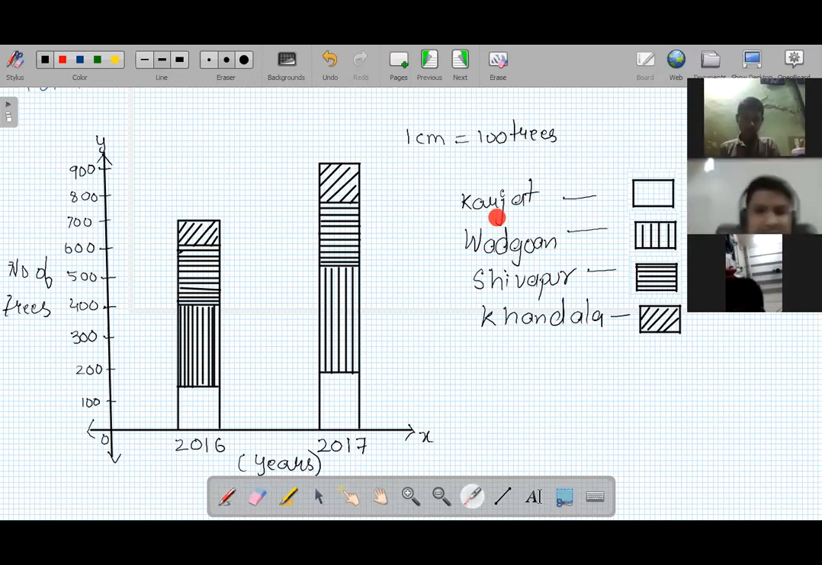Scale is written. Each city is given some pattern. Bar is completed, 2 bars. X-axis is also labeled, number of trees. Y-axis is also labeled, that is years. Is this clear, this sum?